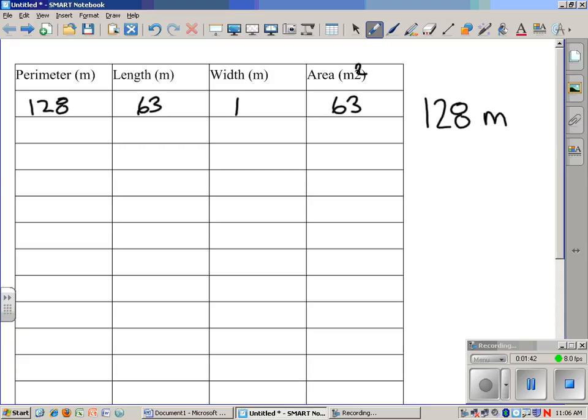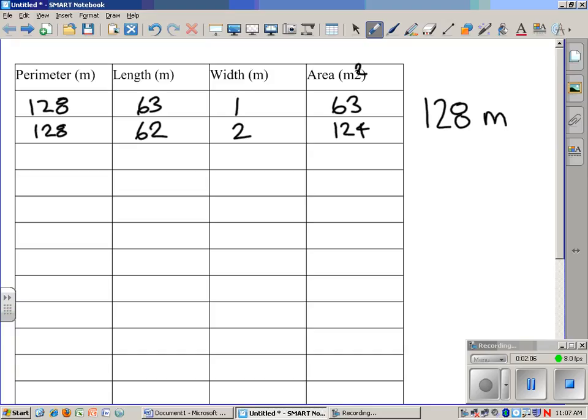All right, so let's do the next one up. We'll let the width be 2 and the length be 62. So then our area would be 124. We see it jumps up, but that's still not very large.